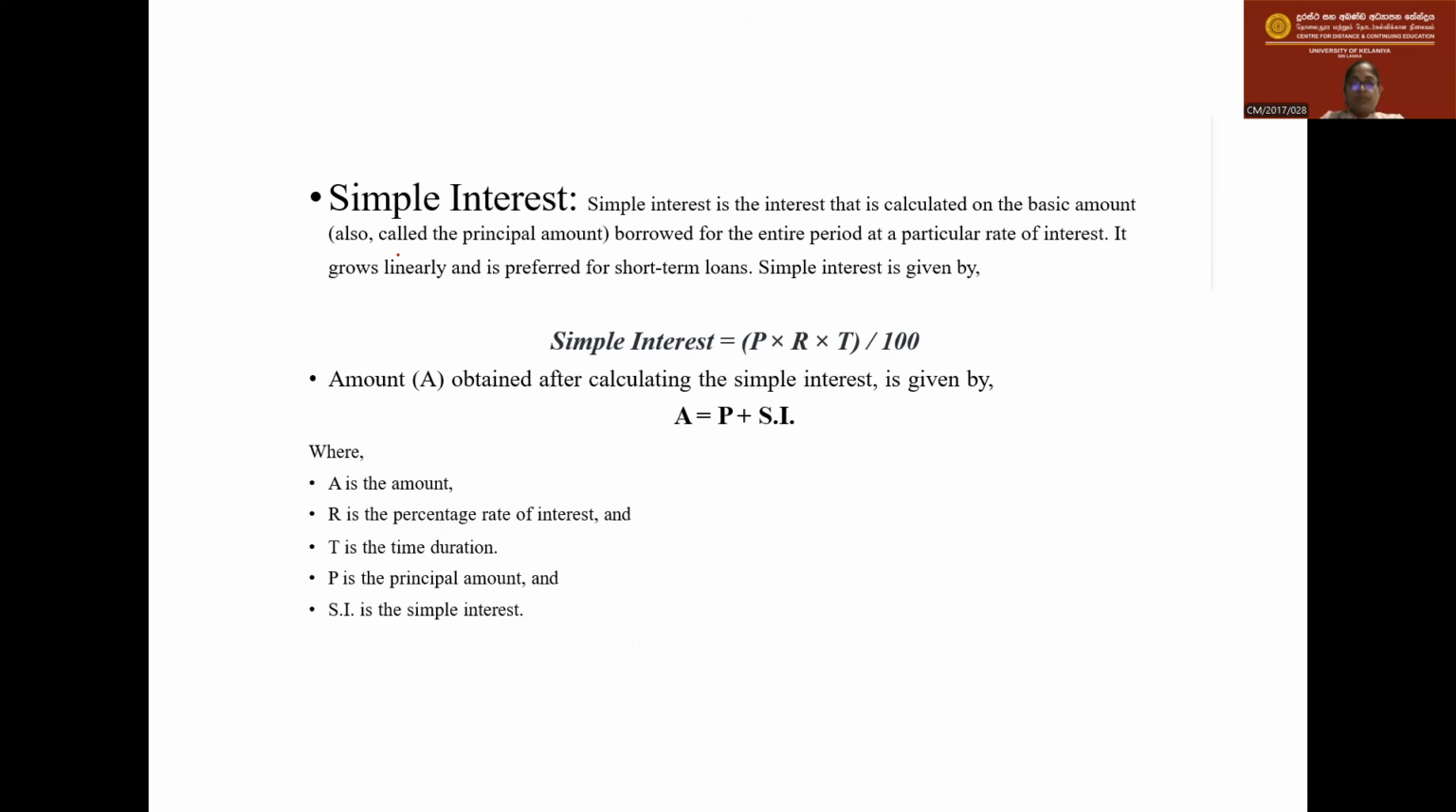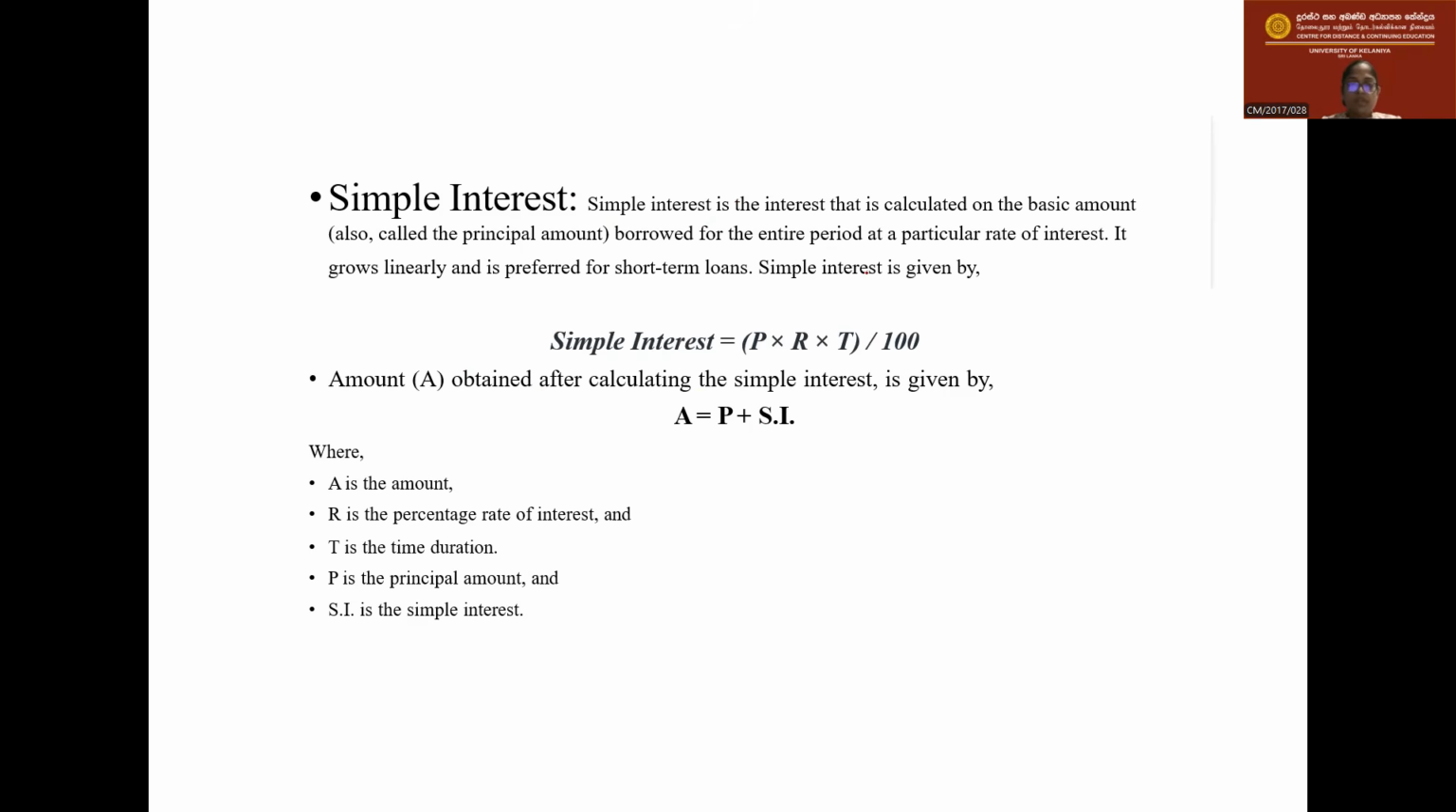Look at that. Simple interest. Simple interest is the amount that is calculated on the basic amount or the principal amount borrowed for the entire period at a particular interest rate, right? The interest rate is given in the question. It grows linearly and is preferred for short-term loans as well. Simple interest is given by the formula like this: the principal amount multiplied by the rate of interest multiplied by the time period, right? Then you can divide by 100.